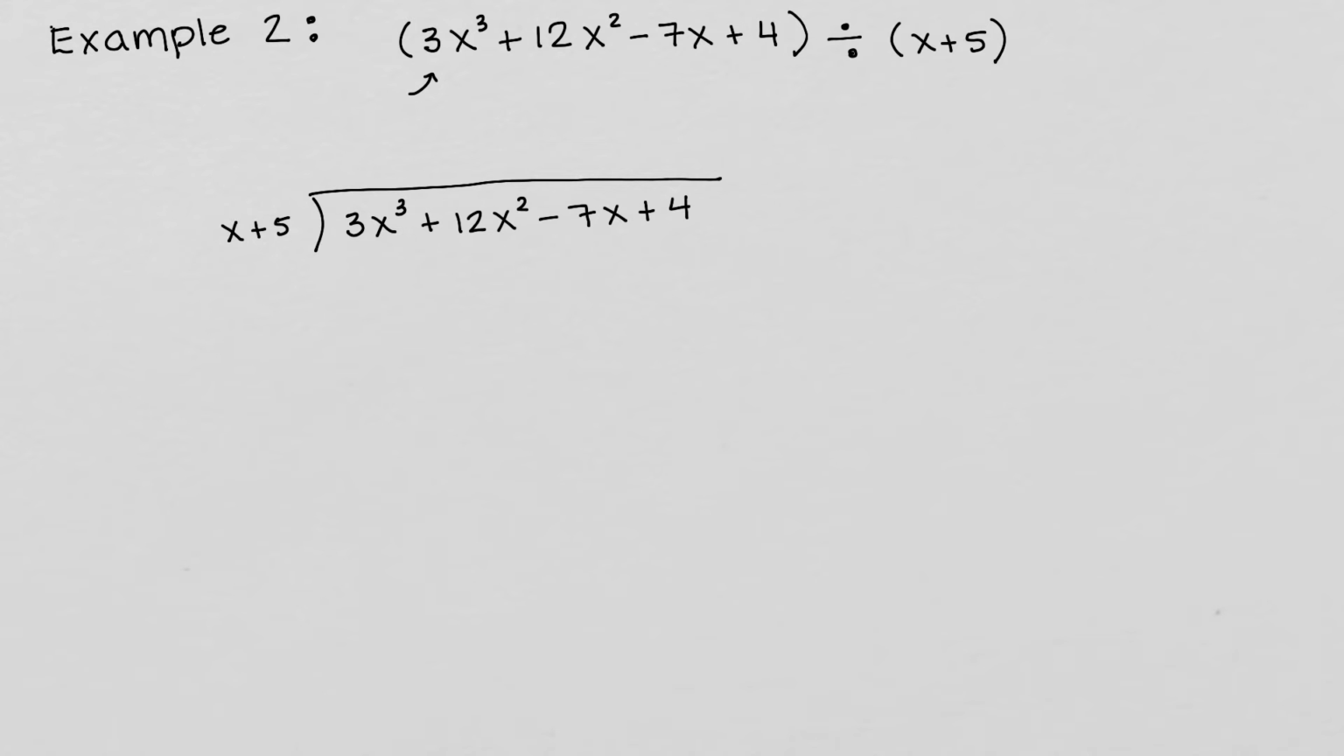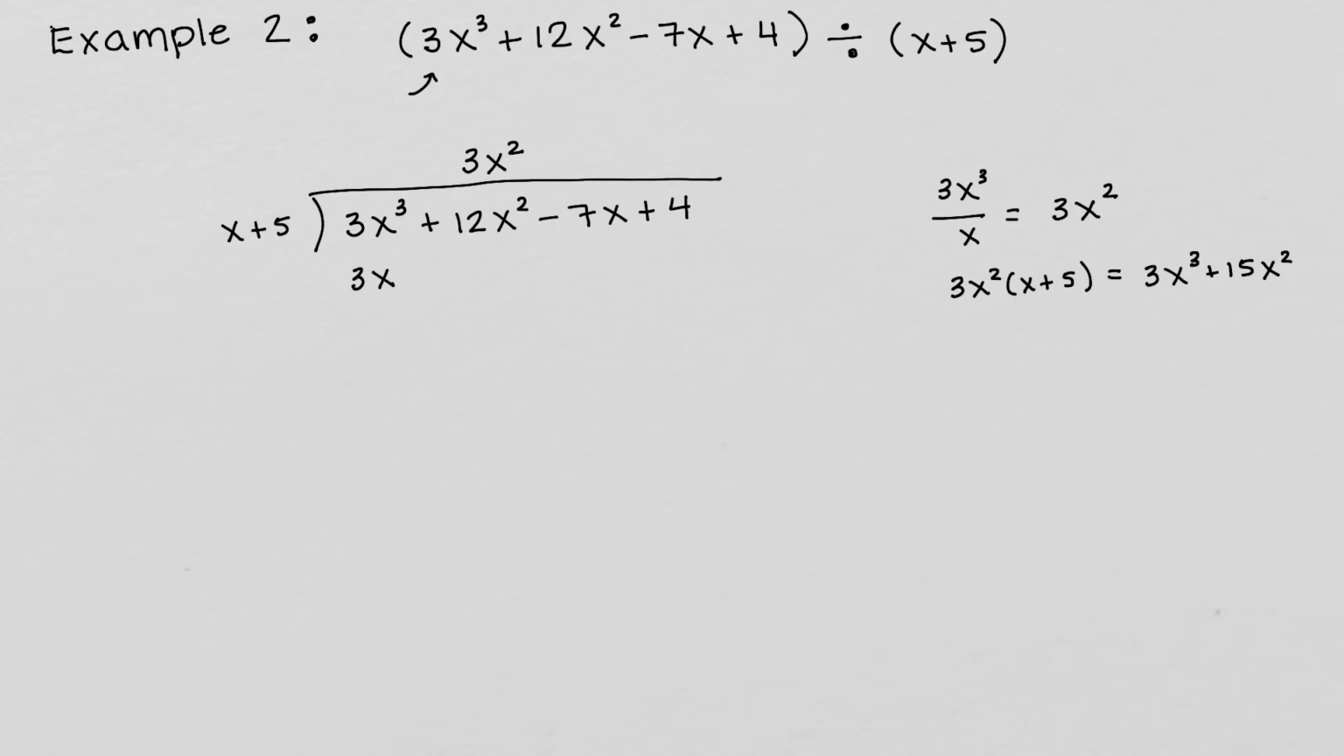So again, I'm going to take 3x cubed and divide it by x. And that's how I get started. I get a 3x squared, and that lines up with the 12x squared. So now I'll multiply the 3x squared times x plus 5. And that gives me 3x cubed plus 15x squared.